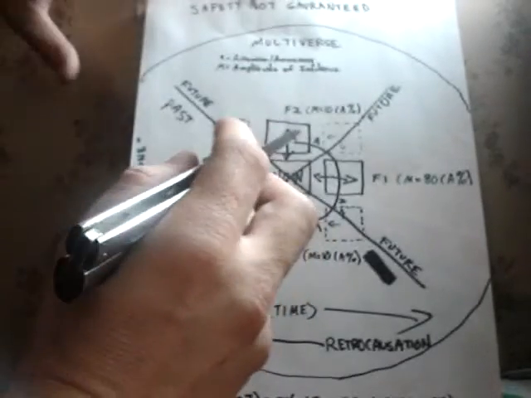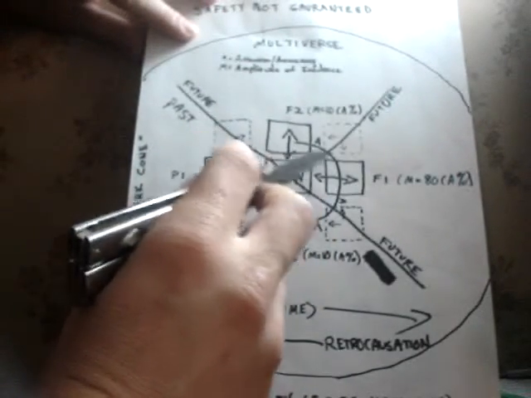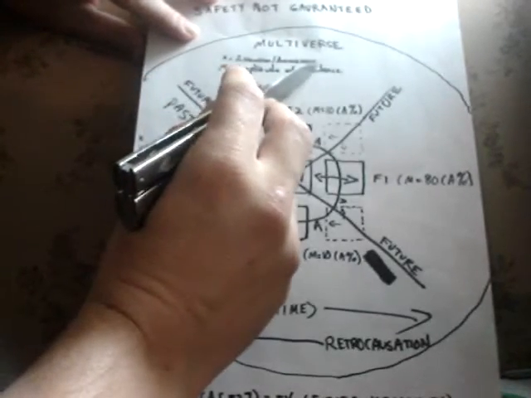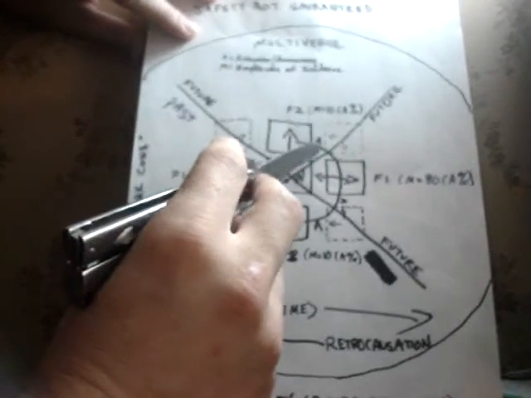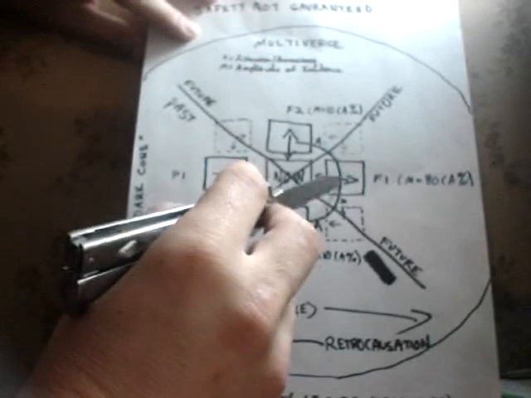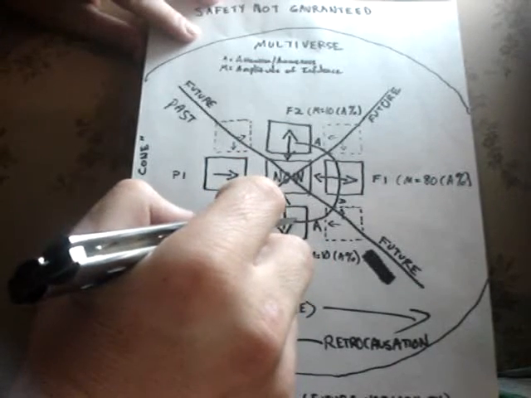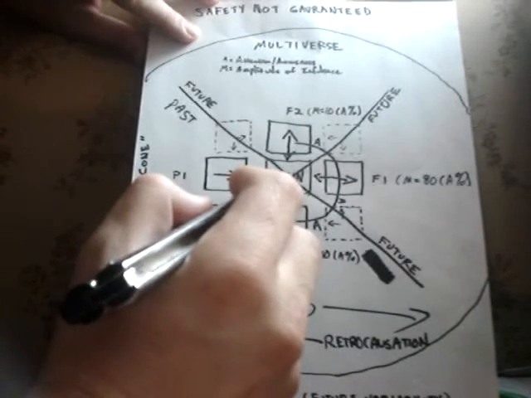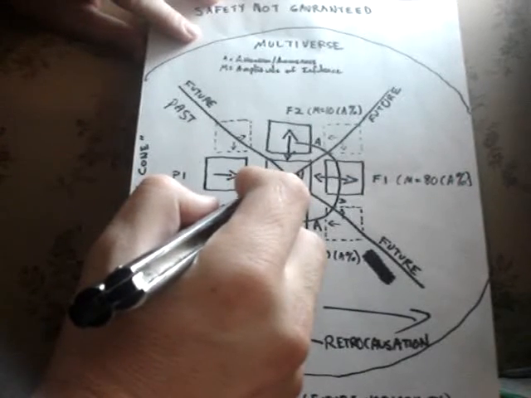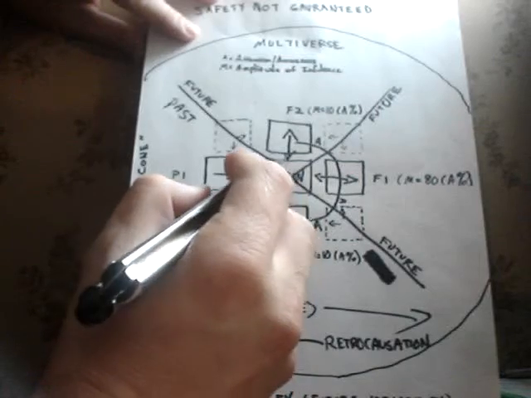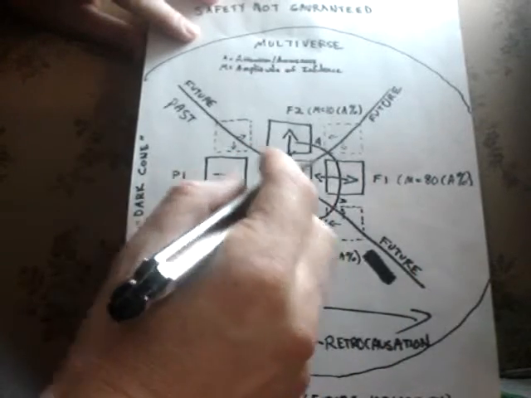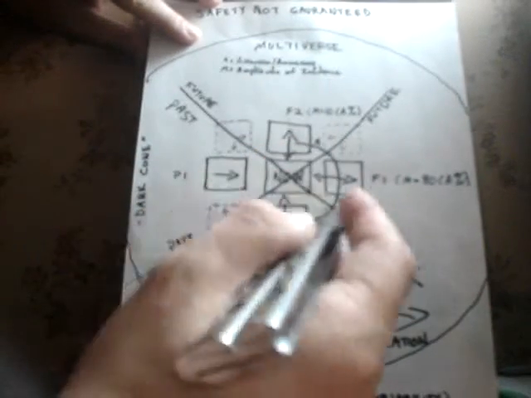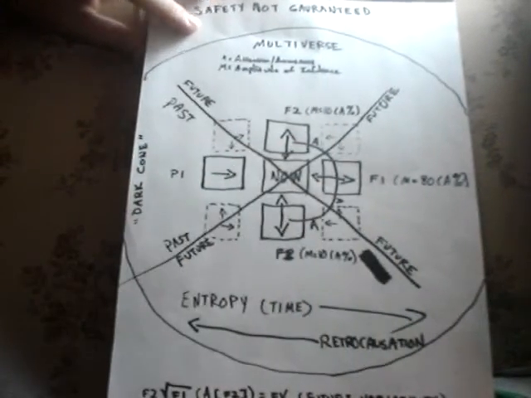So now we have the variable. Where is the variable in this? Well, the variable is attention and awareness, okay? So wherever we place our attention and awareness is going to increase the probability that we find our conscious mind inhabiting that particular universe, okay? Or being influenced by that particular universe.